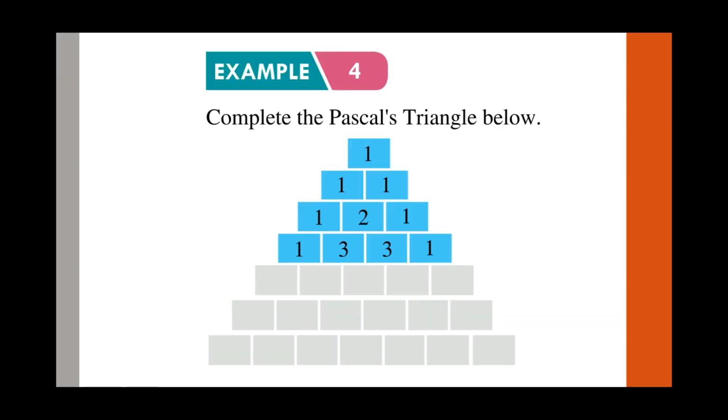So for example, when they ask you to complete the Pascal triangle, you see the beginning always starts with this 1, 1, 1. The first number always starts with 1 and the end of the number always ends with 1. So I'm going to fill this in. That's the easiest part now. We fill it in first. Okay, now, what is the number here?